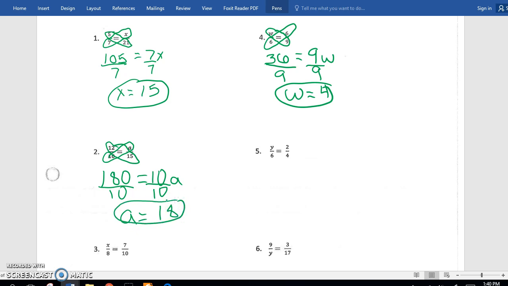Now, by now, you can probably figure out you don't have to write out this whole equation. So what we can do is we can say, well, 6 times 2 is 12. And then 4 is the odd man out right here. So we're going to divide by 4. 12 divided by 4 is 3. So therefore, we get y equals 3.